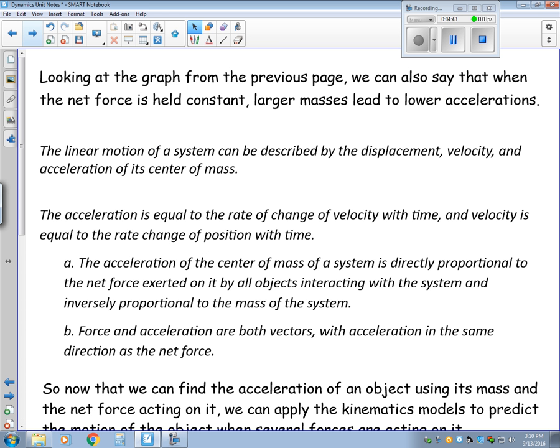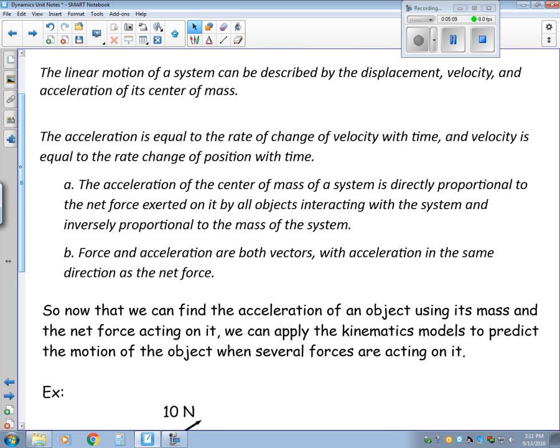So, looking at the graph, we can also say that when the net force is held constant, a larger mass leads to lower accelerations. So, the linear motion of a system is described by displacement, velocity, and acceleration of the center of mass. So that's something we've done a little bit, with the kinematics equations. That's what that's about. The acceleration then is equal to the rate of change of velocity with time. We've studied that. Velocity is equal to the rate of change of position with time, so we've looked at that.